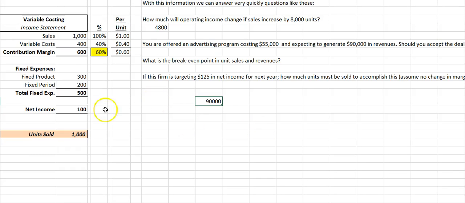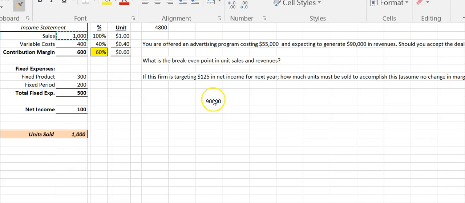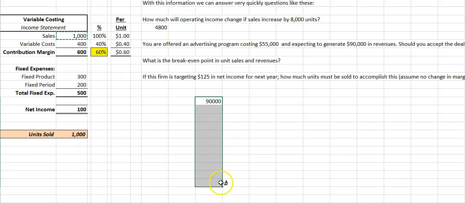Let me change it. Let's see. I like to have this nicely formatted. If I generate an extra $90,000 in sales, my variable cost is not going to be zero because I need to spend some money to generate that extra inventory and sell it. Remember, I need direct materials, I have shipping expenses and so forth. How much is that going to be?